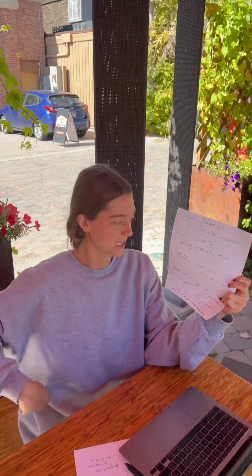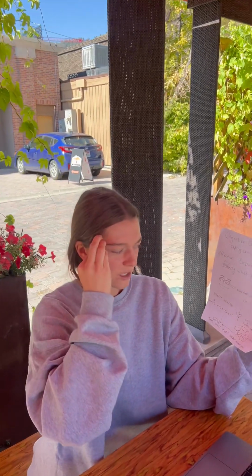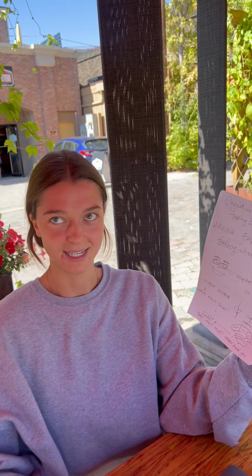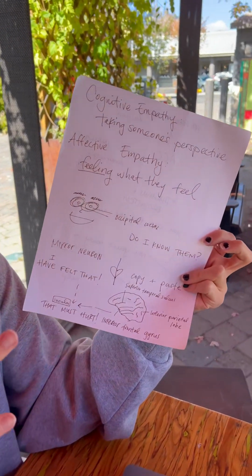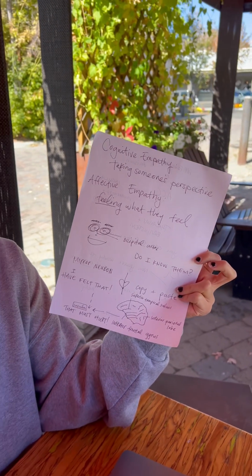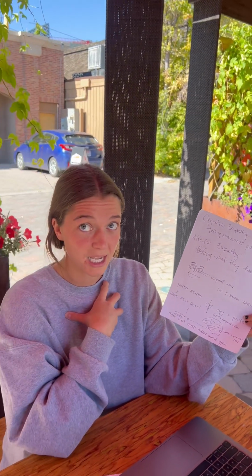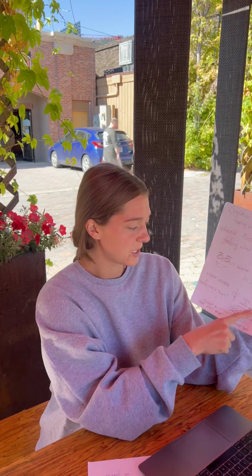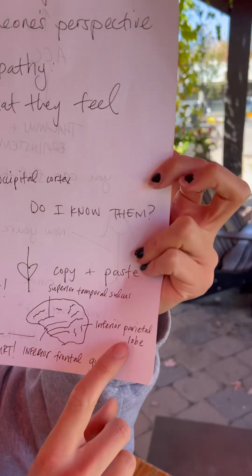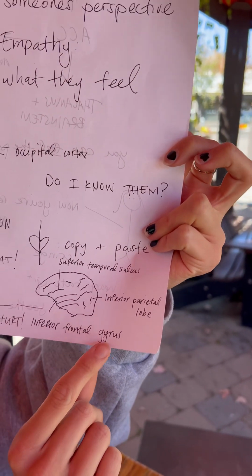So to walk you through the process, it starts with the occipital cortex, where you take in someone else getting hurt, and then you think to yourself, do I know them? Your brain will separate that out, because if you know them, you'll respond more instantly usually. And then you have the mirror neurons, which pretty much copy and paste the feeling you've had when you've experienced pain to the situation that you're in currently. That's when the superior temporal sulcus, the inferior parietal lobe, and the inferior frontal gyrus work together.